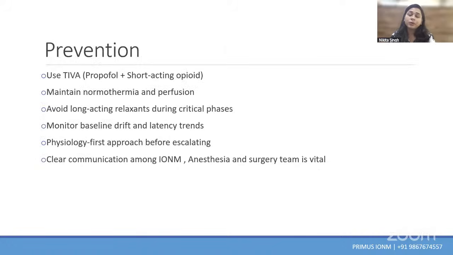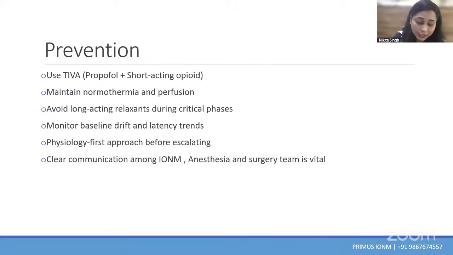Now, to prevent a physiological error, the patient should be under TIVA. It can be accomplished with propofol and a short-acting opioid. The temperature should be maintained along with the perfusion. No long-acting muscle relaxant is recommended. Then monitor the baseline drift and latency trends. Then follow a physiology-first approach before escalating.